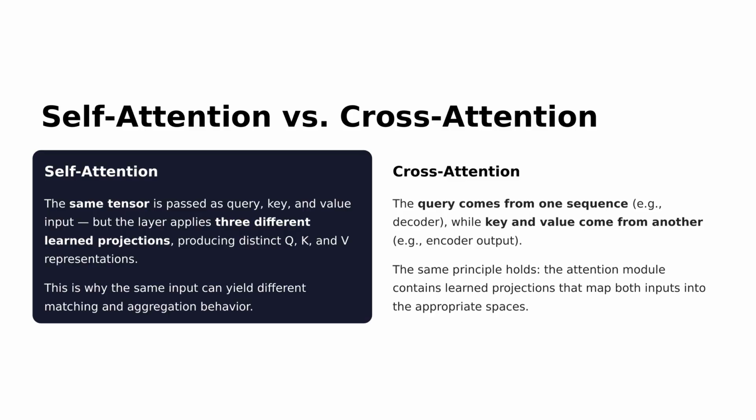Here's the key difference between self-attention and cross-attention. In self-attention, the same input tensor is used for queries, keys, and values, but separate learned projections turn it into different Q, K, and V representations. That's what allows the model to compare and combine information in different ways. In cross-attention, the query comes from one sequence, while the keys and values come from another, again using learned projections to align the two.